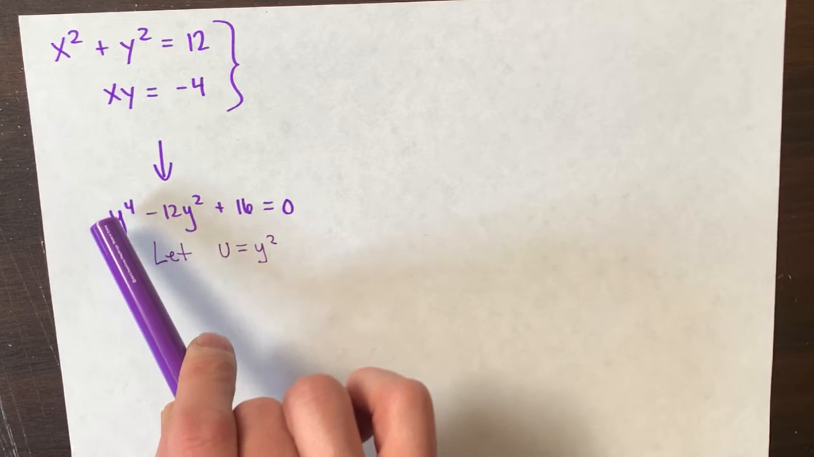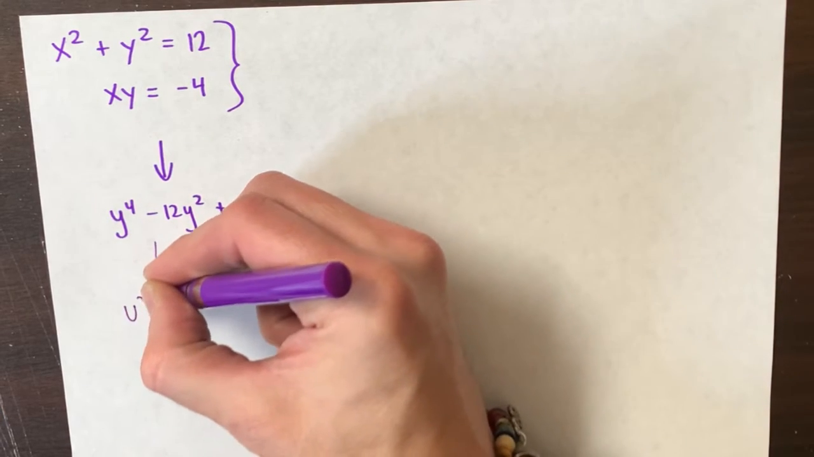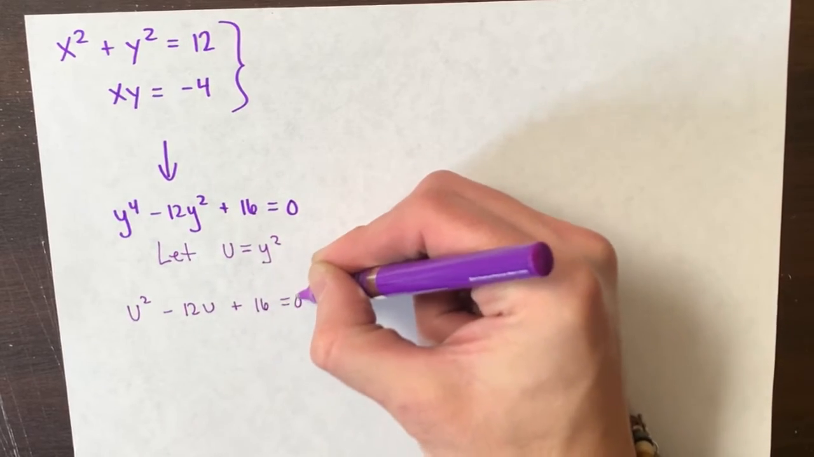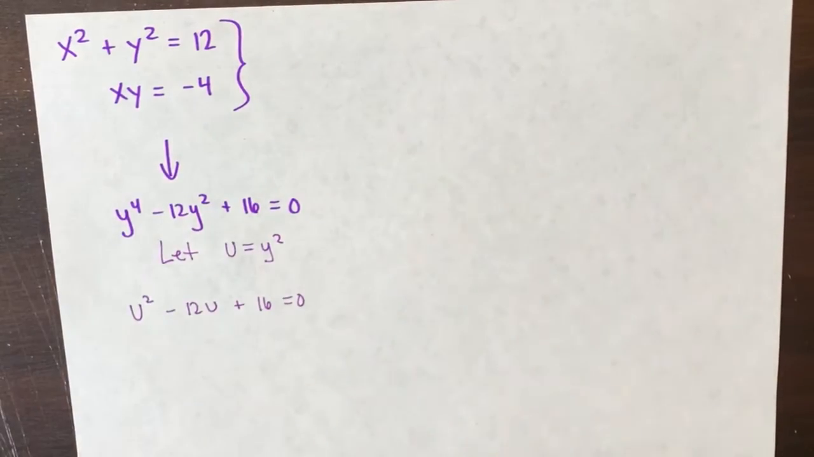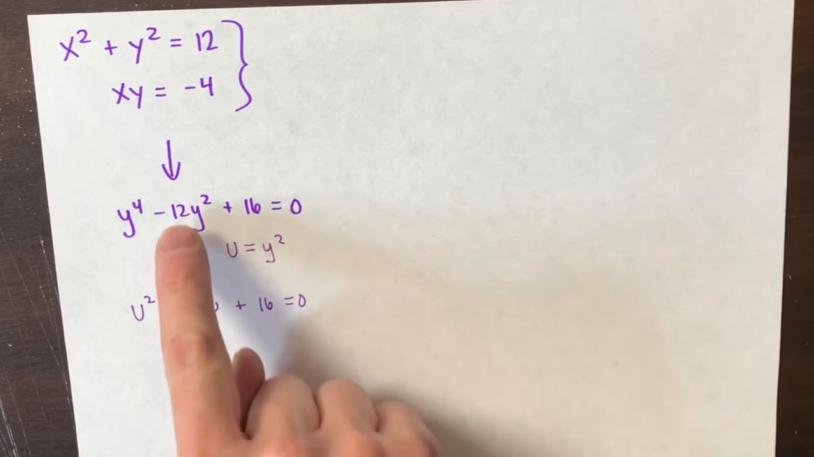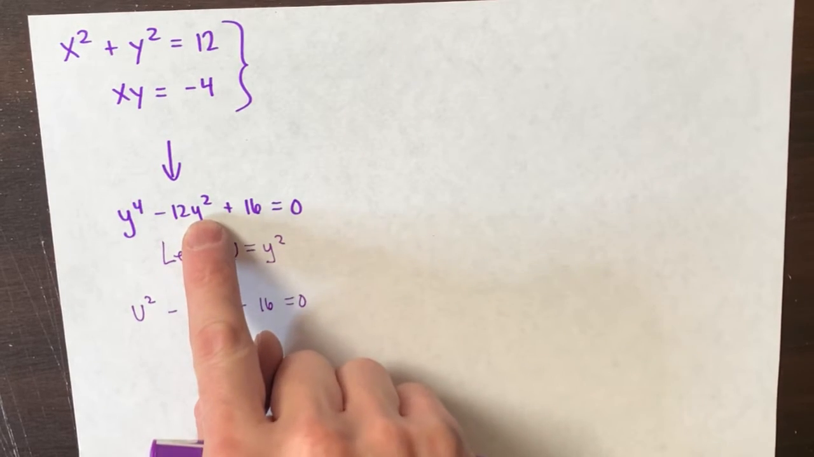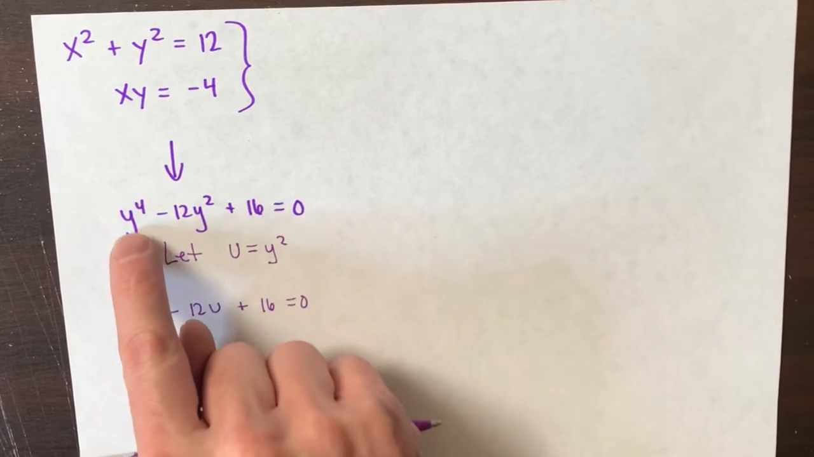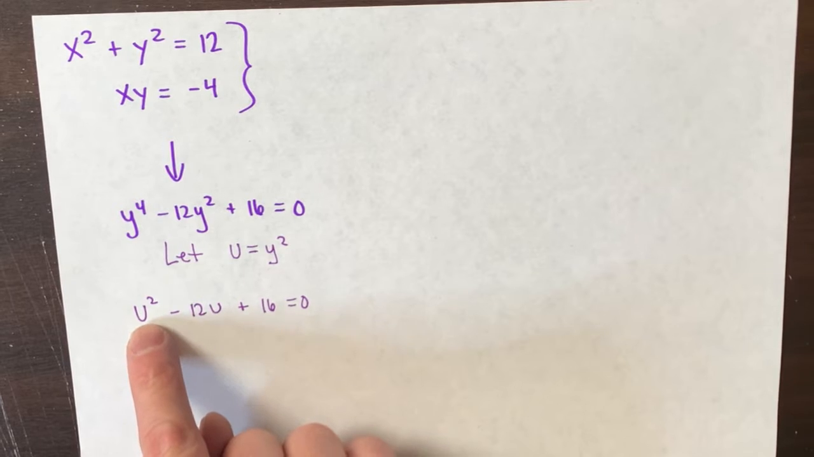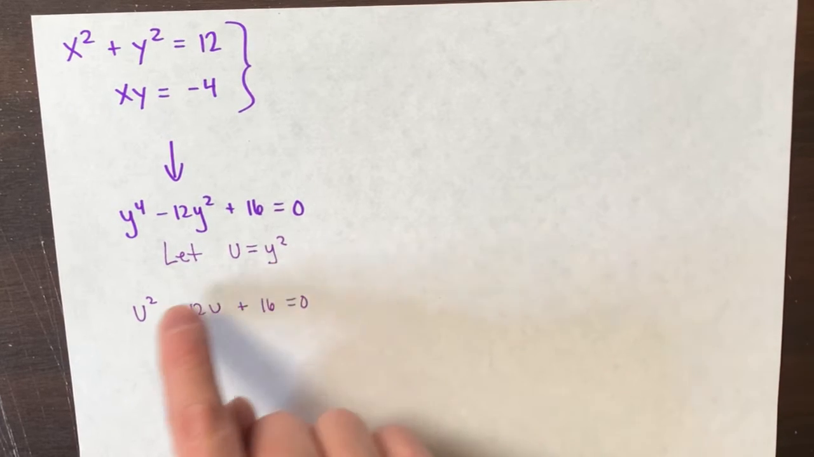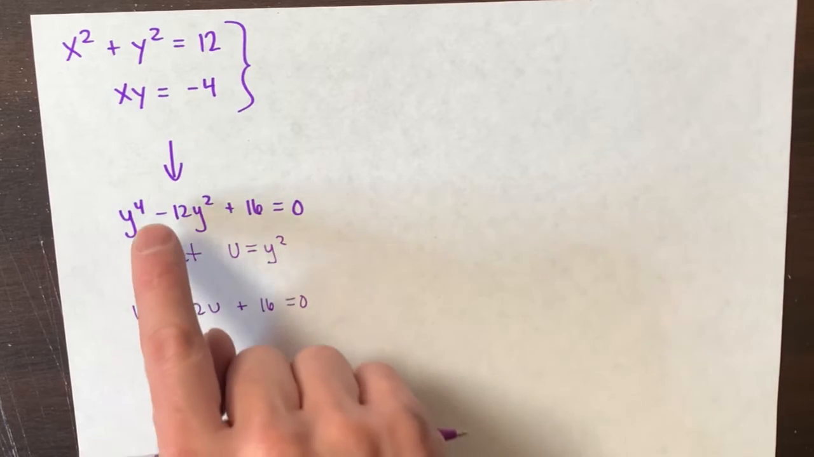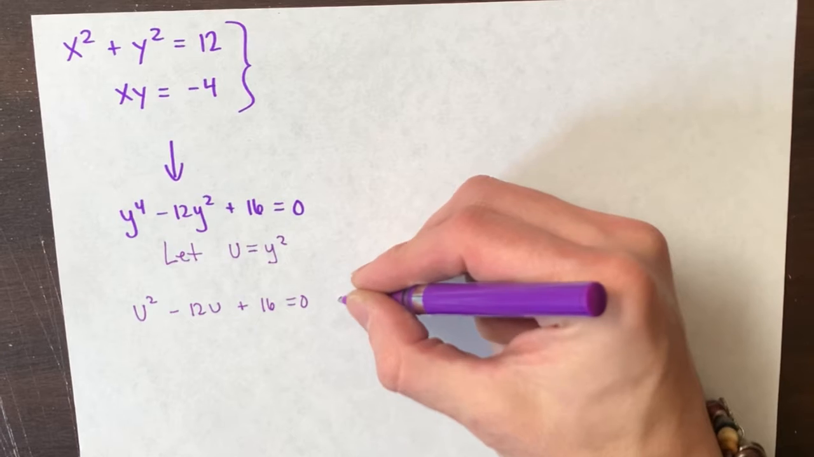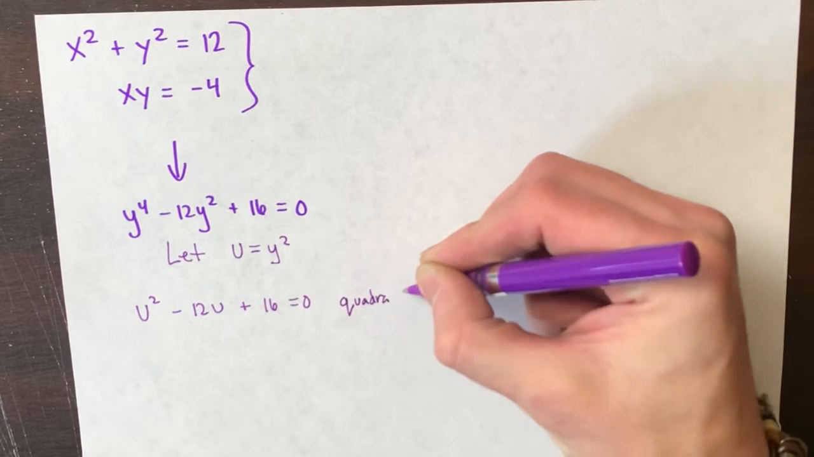So instead of y to the fourth, I'm gonna write u squared minus 12u plus 16 equals 0. So I propose that these are the same because watch, the 16 is still there, the negative 12 is there. Instead of y squared, I wrote u because y squared is u. And instead of y to the fourth, I went u squared because u squared is y to the fourth. The reason I do this is so that instead of an exponent of 4 and 2, I see an exponent of 2 and 1. That way, we can use the quadratic formula.